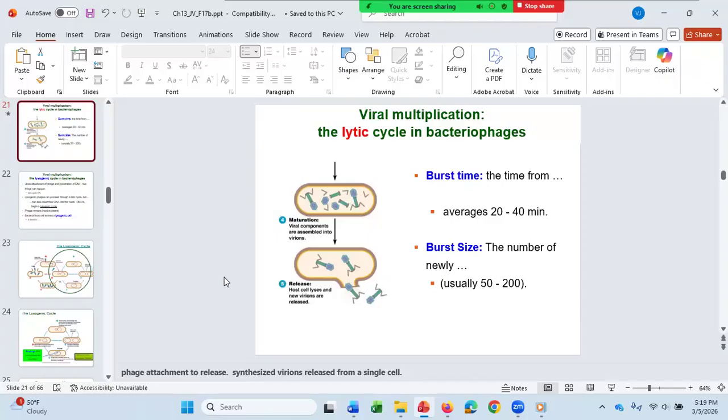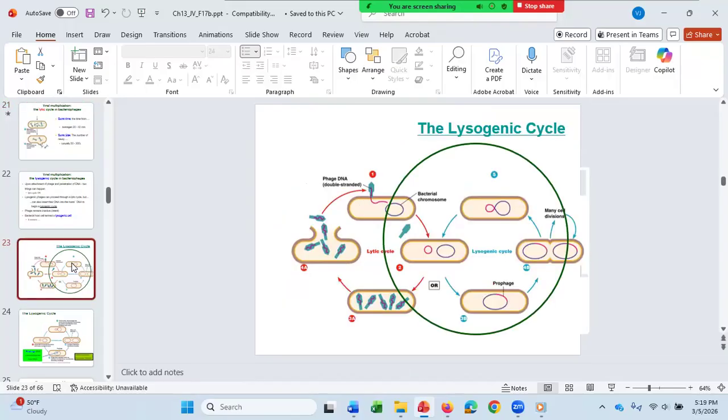All right, that's the viral lytic life cycle. Let's talk about the viral lysogenic life cycle. During the viral lysogenic life cycle, the virus and the host cell live in symbiosis, and this will continue for as long as the lysogenic life cycle lasts.